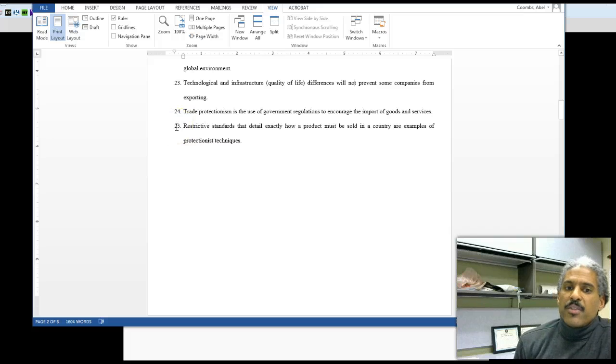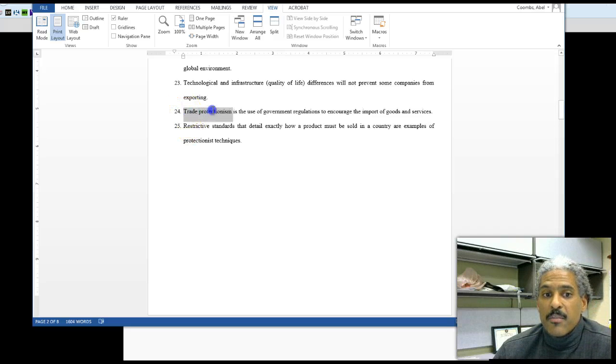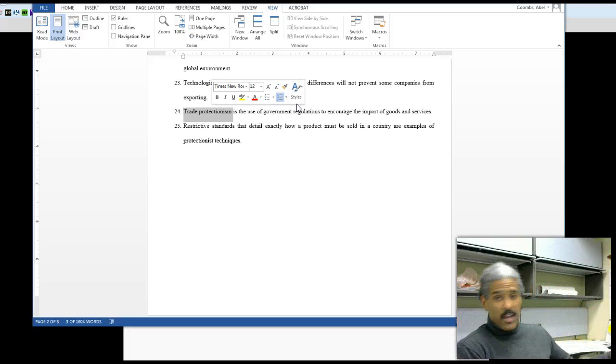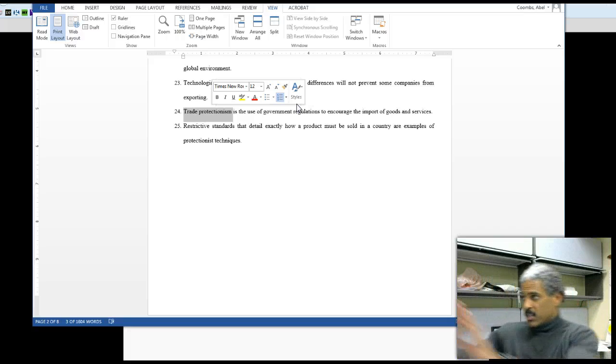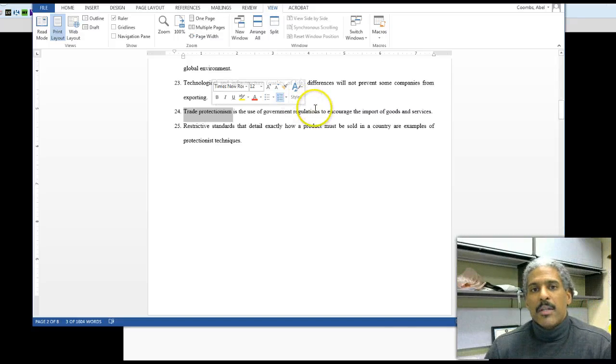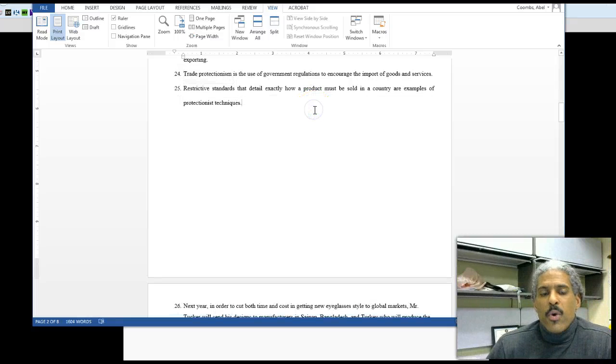24. Trade protectionism is the use of government regulations to encourage the import of goods and services. False. Trade protection: I'm protecting my local markets. You want to bring in stuff and my nation's companies have products here? Oh, no, no, no. Stop. Trade protection. I'm going to protect my guys. You can't import here.